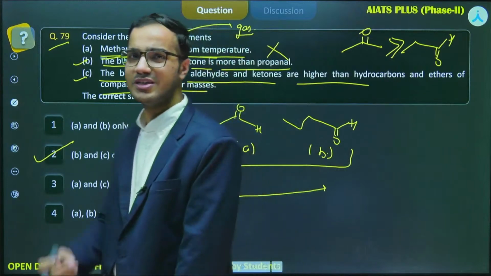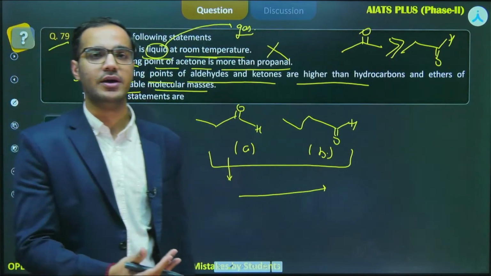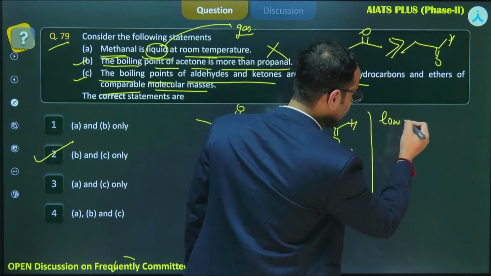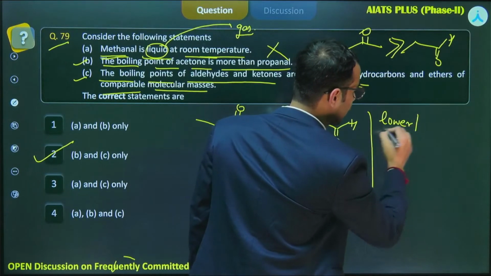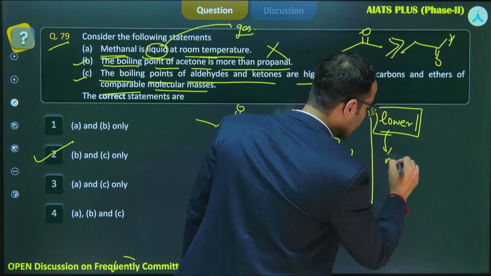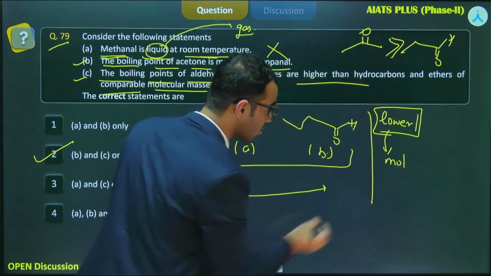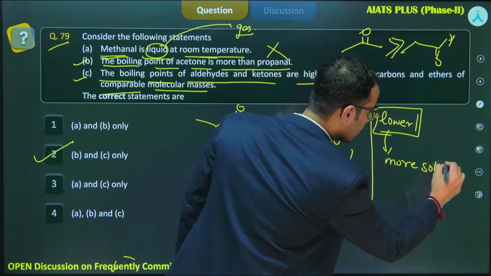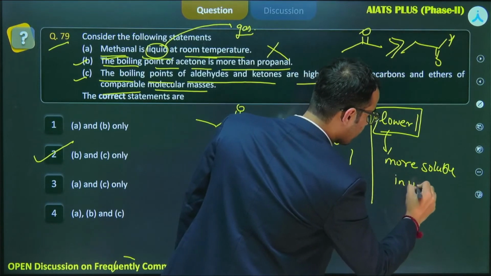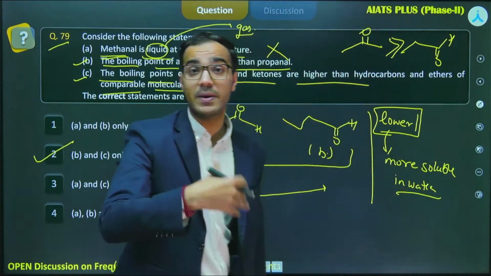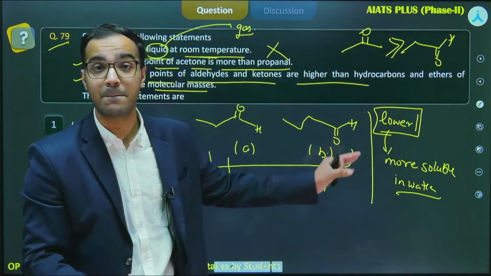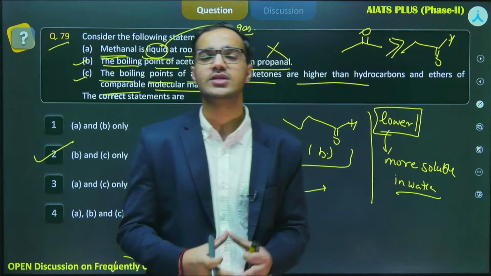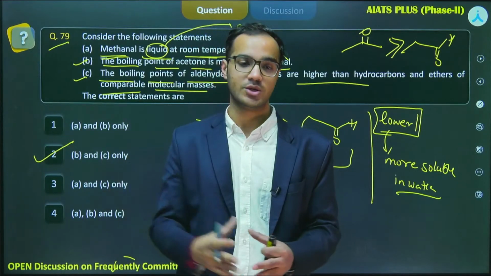Okay, so let me discuss some more points regarding the physical properties. The lower aldehydes or ketones are more soluble in water. As the molecular mass increases, the solubility of these compounds in water decreases. And also, aldehydes and ketones are soluble in organic solvents also.